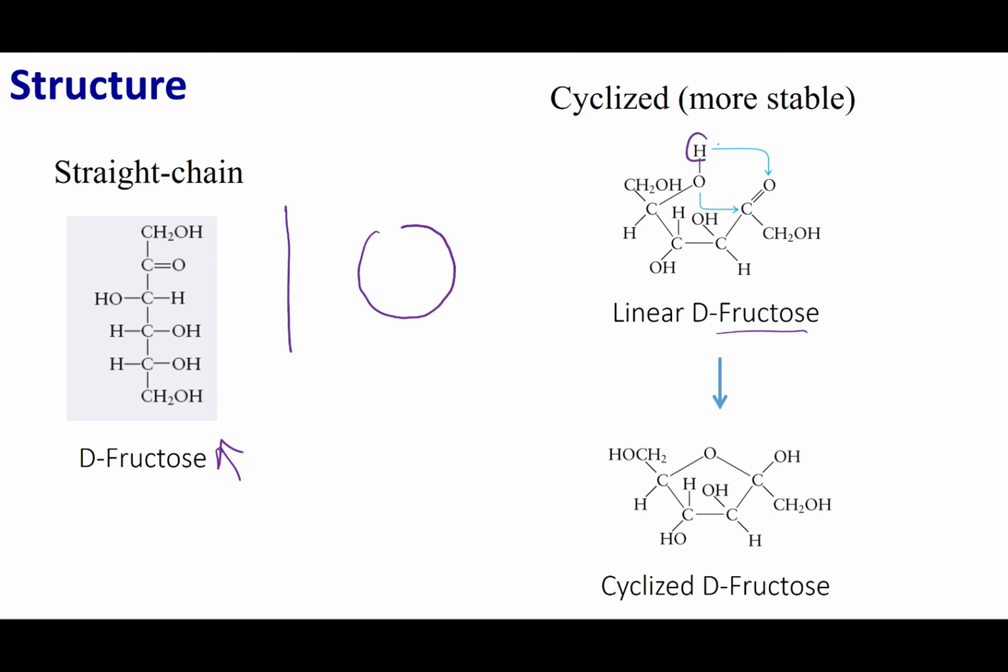And what's going to happen is the hydrogen is going to pop off my alcohol, go to the carbonyl carbon, make a new alcohol, and while it does that, the carbonyl carbon is going to form a bond to that oxygen. And the end result is I get a cyclized monosaccharide. Now you might be asking yourself, why does this matter? Well, this is the form that the monosaccharides are going to start to polymerize.